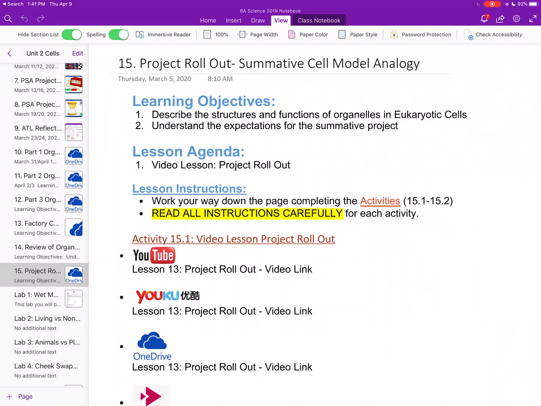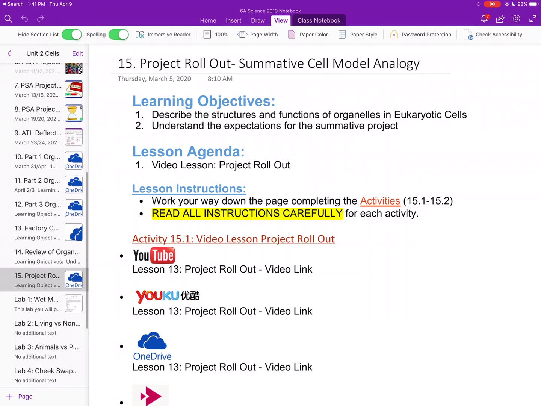Sixes, this is lesson 15. This is to roll out our final summative project for our cells unit. This project is really going to look at the cell organelles and cell types specifically. In your OneNote binder, in the content library, in Unit 2 cells, page 15, this is all the project details. I'm going to go through it with you right now.